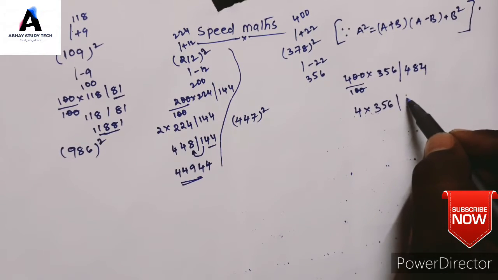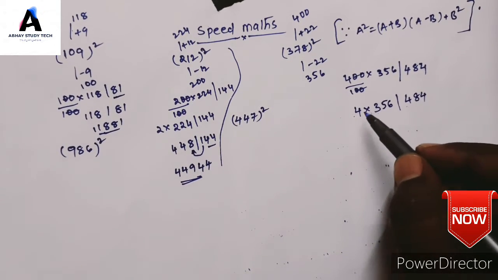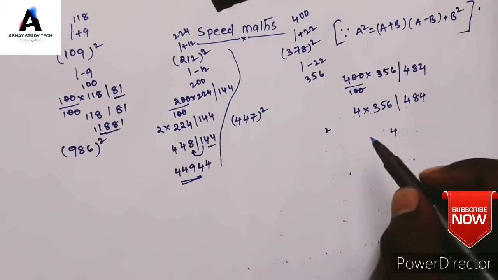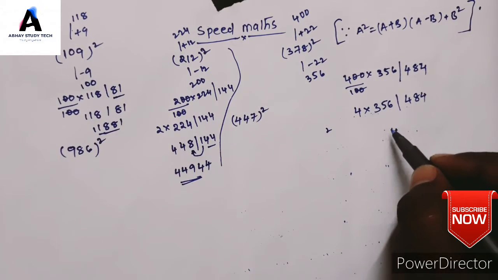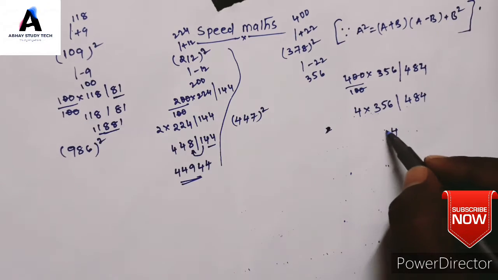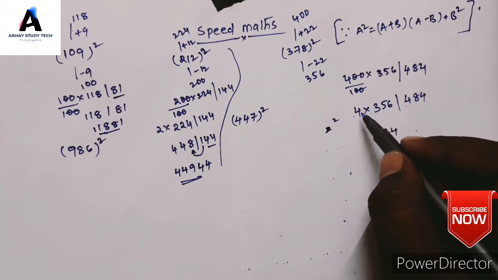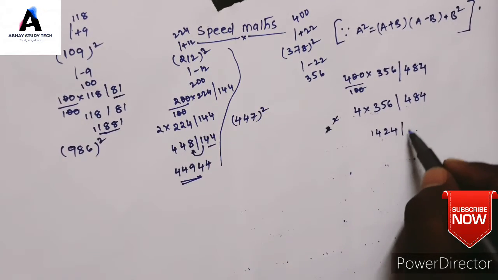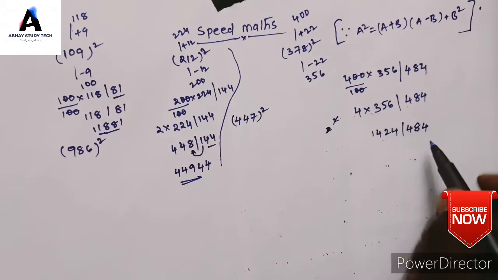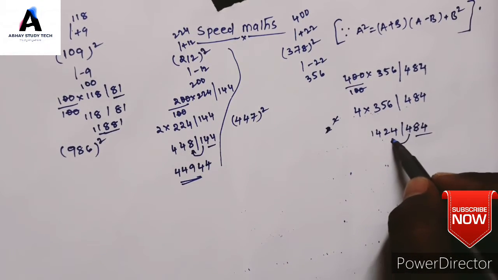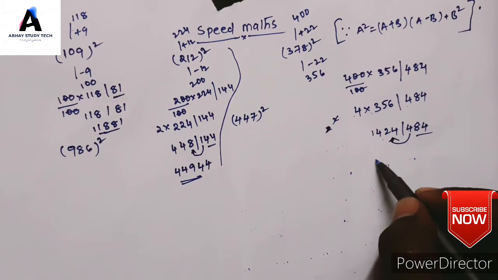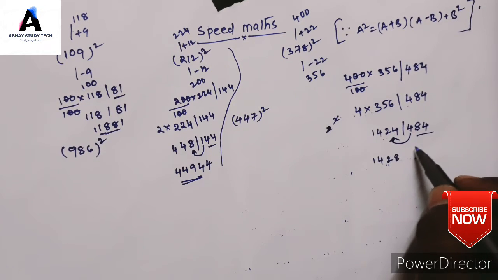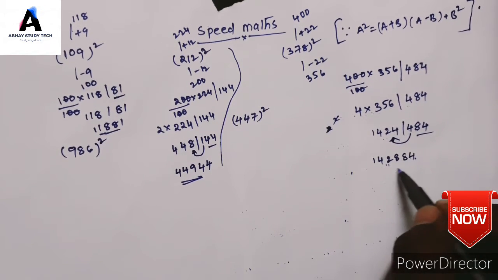356 and 484. 4 into 6, 24. 2 is the carry. 4 5s are 20. 20 plus 2, 22. 2 is carry. 4 3s are 12. 12 plus 2, 14. And 484. We are dividing by 100, so these two digits are the same. This 4 will be added here. 1424 plus 4, 8, and these two digits are the same, 84. Answer will be this.